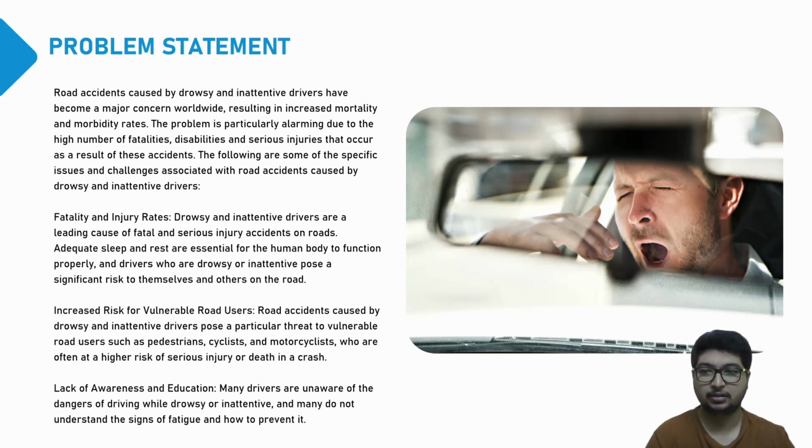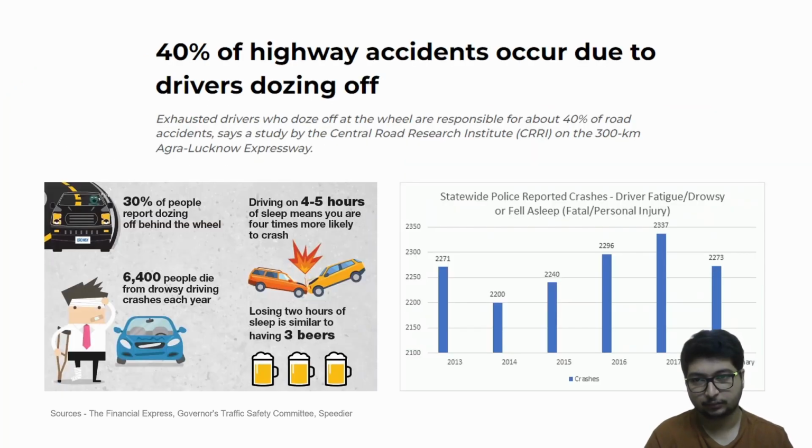So the problem statement is tackling or rather preventing road accidents caused by drowsy and inattentive drivers. So this is a major concern not only in India but all over the world, and there have been solutions that have been developed for this particular problem, but as of yet they are not very widely implemented or not very adopted overall by the general public. So here are some news articles and some sources to support my argument. Different sources will give you different numbers and different percentages, but the end of the story is that a considerable amount of road accidents are happening because of drowsy and inattentive drivers, and this needs to be looked after.